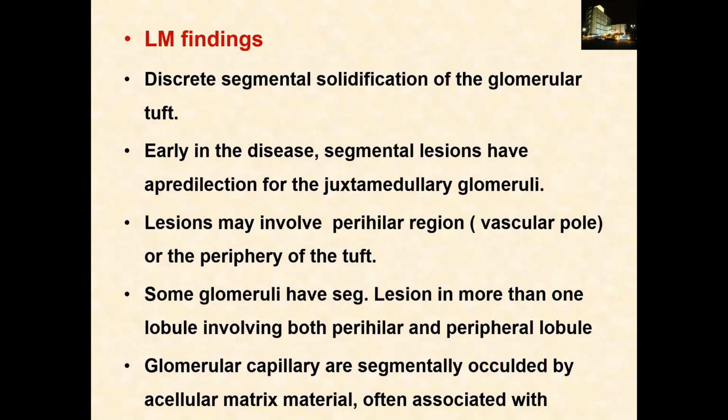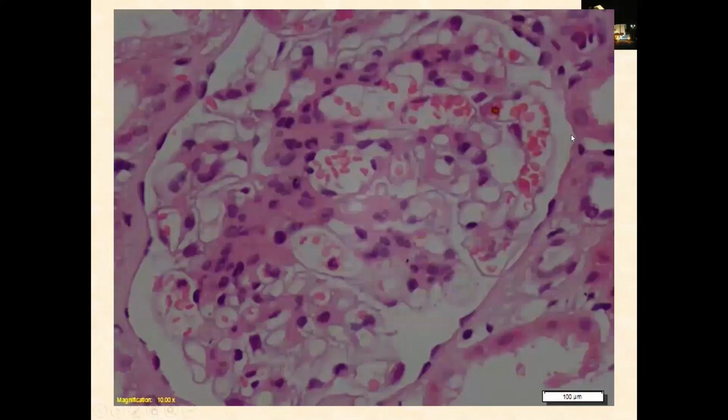Glomerular capillaries are segmentally occluded by a cellular matrix material, often associated with, like here in this photo, this is a section in the glomerulus, and here the capillary tuft is patent, like the minimal change disease. But here we can see that the glomerulus is remarkable for this segment of sclerosis and mesangial expansion here and sclerosis. Also here there is early segmental mesangial expansion.